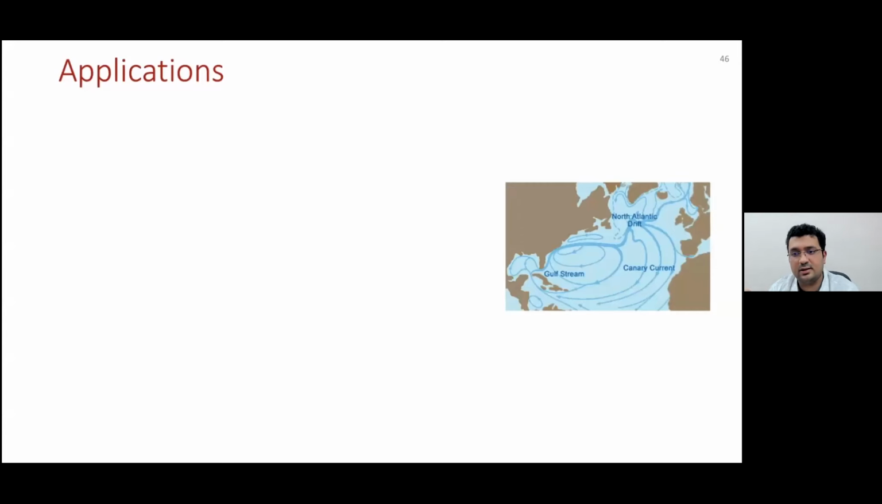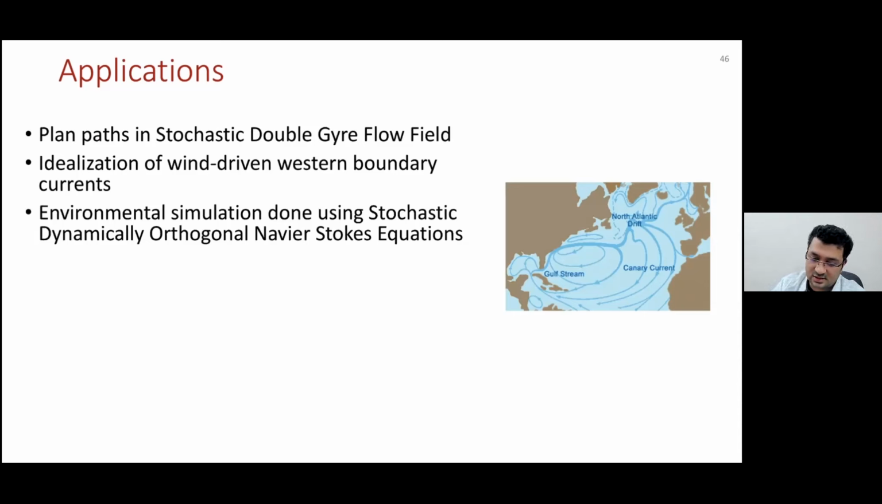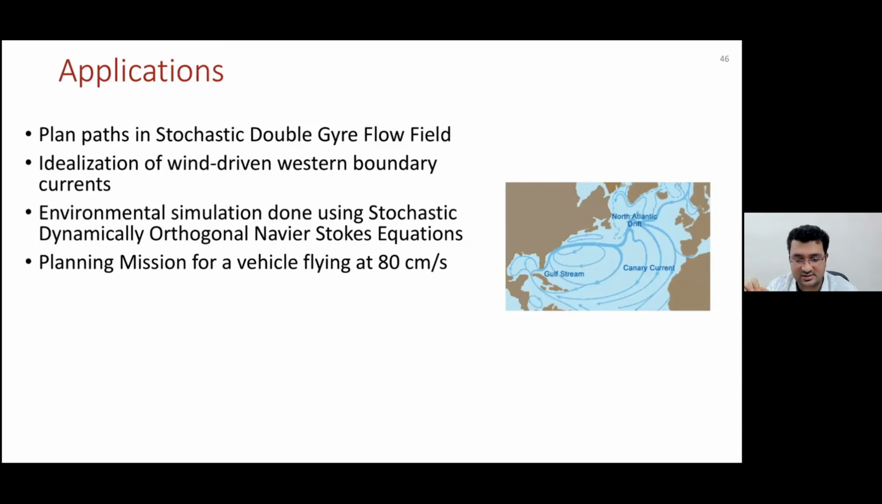What I'm going to show next is only computer simulations, so we have not done the field testing yet. Here it's an idealized example, the double gyre flow, which models the western boundary currents, common currents in the Atlantic in that region. The idealization of that flow is this double gyre flow, and we use our environment simulation system to make that.